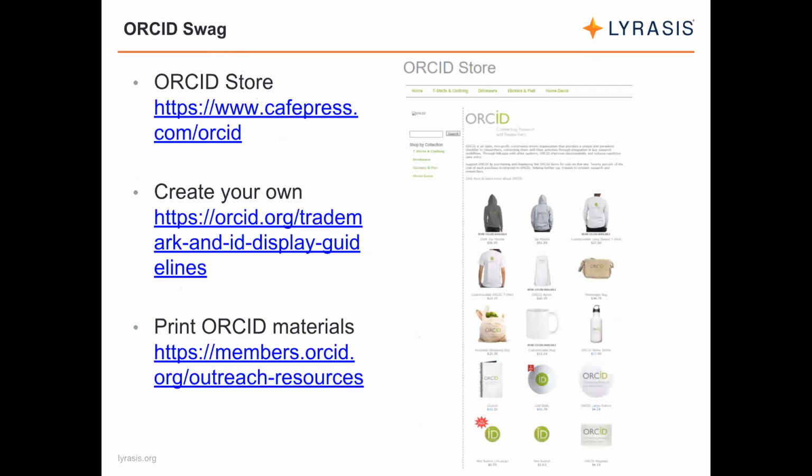And in terms of swag, ORCID has an online store where you can purchase swag, or you can create your own. Just make sure to follow ORCID's logo usage guidelines. I'm also working on creating some US community-specific swag, so if you'd like a small assortment of stickers, just let me know. You can also print some promotional materials that ORCID makes available on their website.